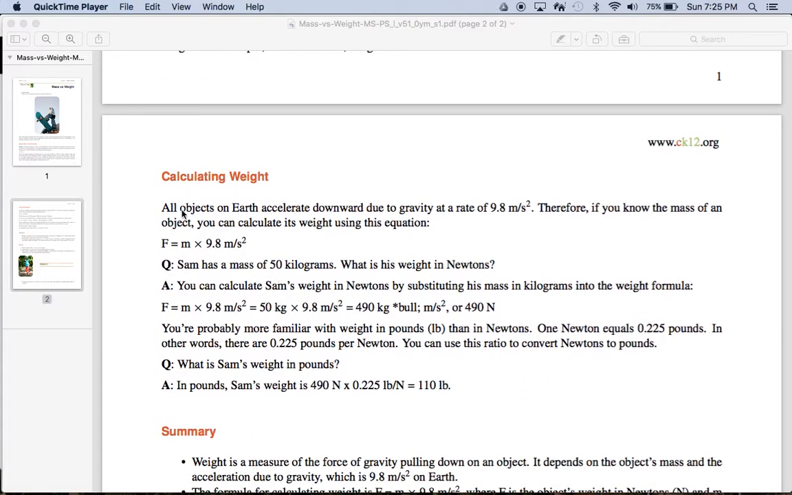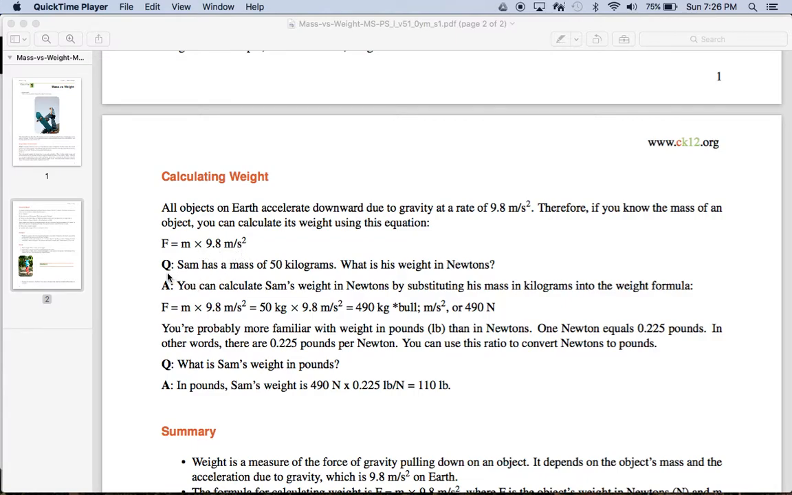Calculating weight. All objects on Earth accelerate downward due to gravity at a rate of 9.8 meters per second squared. Therefore, if you know the mass of an object, you can calculate its weight using this equation. F equals m times 9.8 meters per second squared.